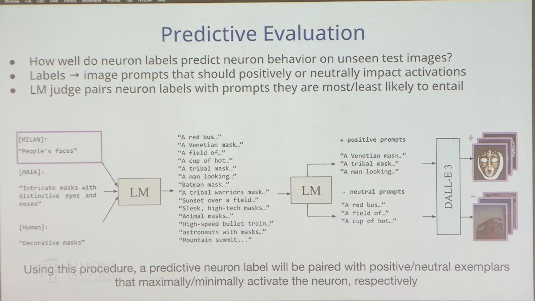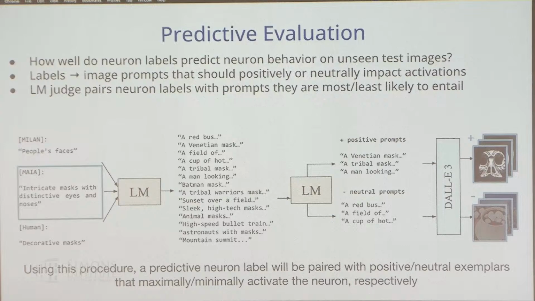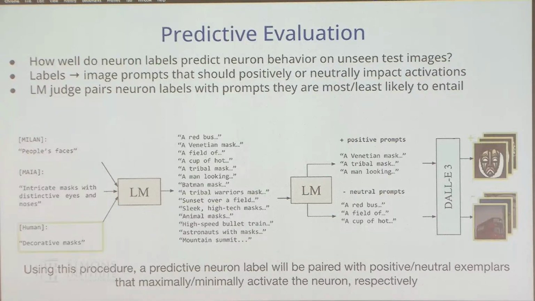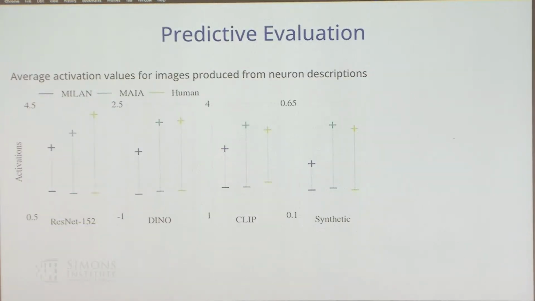So we can perform tests like this and compile descriptions produced by different interpretability methods into a larger list and ask a language model to take this list and decide prompts for descriptions produced by each interpretability method: which images should activate the neuron and which should not, should cause no deviation in activity from a neutral baseline. And if a label is good, then a language model judge should be able to pair it with images that do cause a large activation. And we can iterate over labels produced by different interpretability methods and evaluate how well these labels allow us to predict how images produced from those prompts will activate the neuron. And we can compare interpretations produced by different interpretability procedures using these kinds of tests.